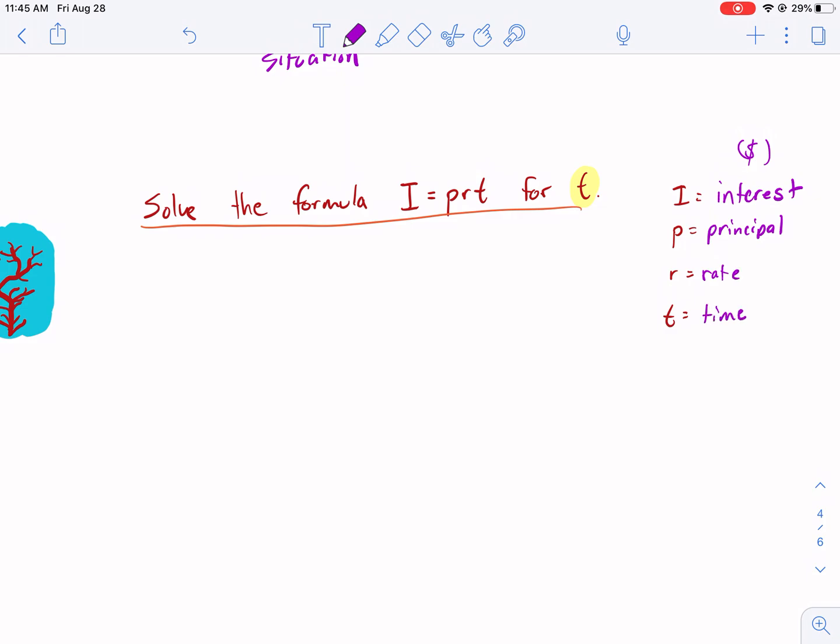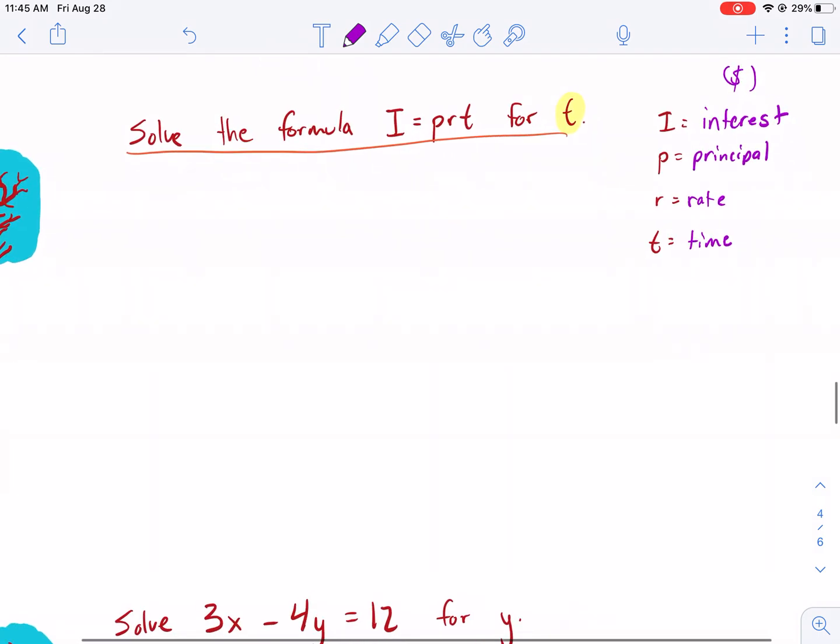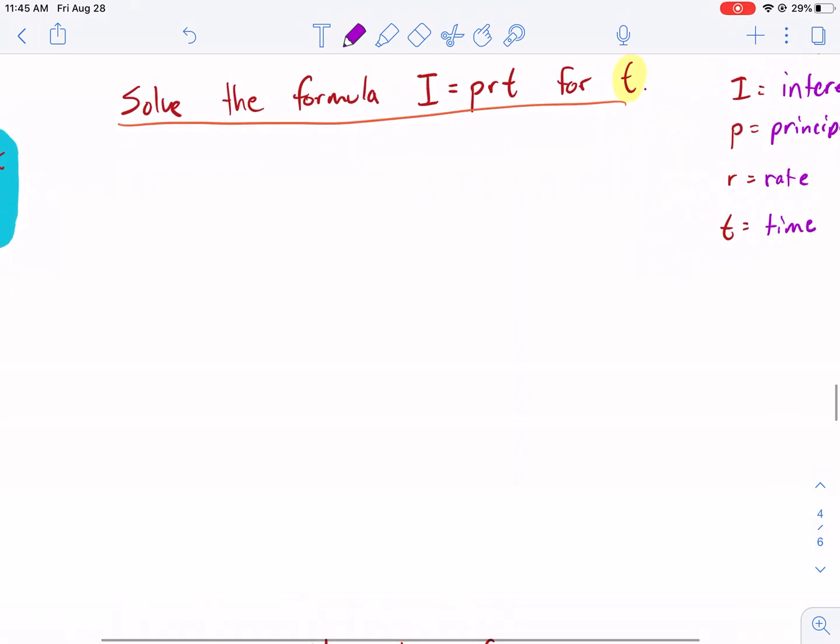Now there's all different kinds of reasons you might want to rearrange this for time. One reason is, let's say you're programming a bank's online website and you want people to be able to find out how much money they would earn after a certain amount of time. You would need to solve for T. So let's go ahead and try that here.